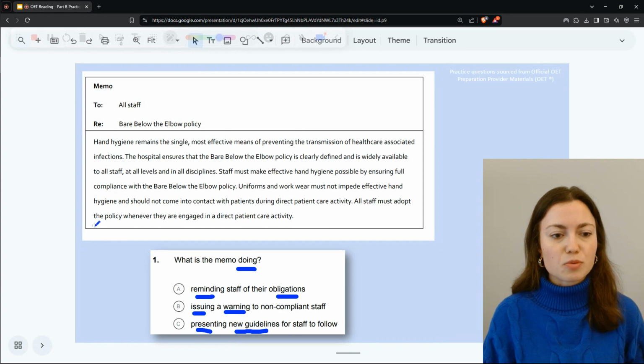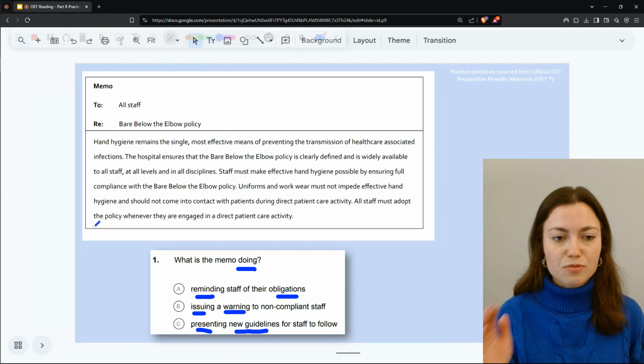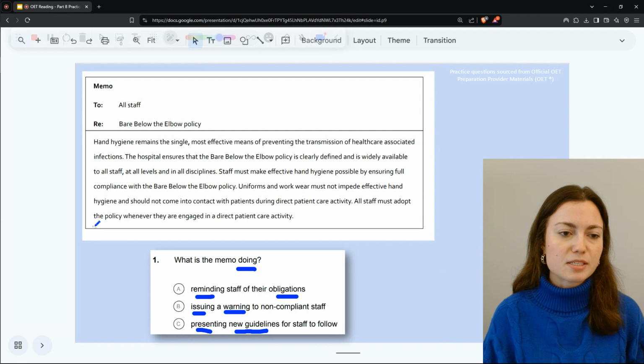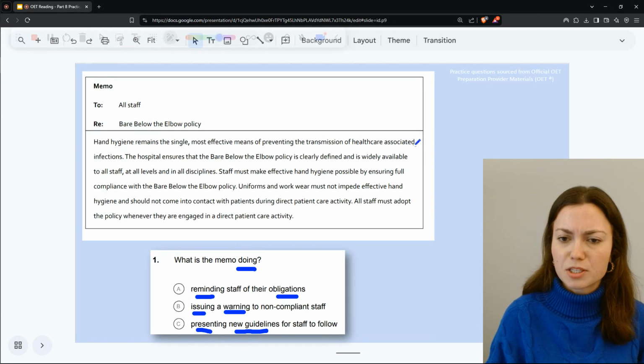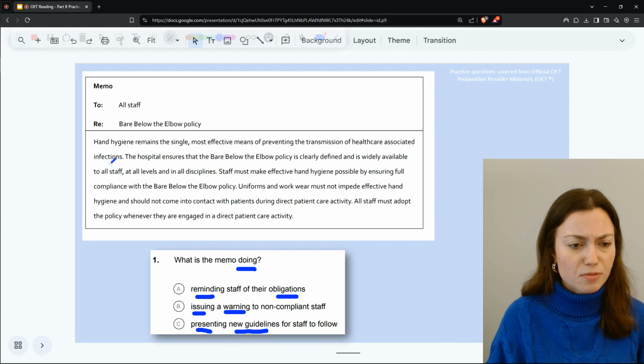So I'm going to just briefly read this for us. You can either follow along and read or just listen as I'm doing this. So, hand hygiene remains the single most effective means of preventing the transmission of healthcare associated infections.